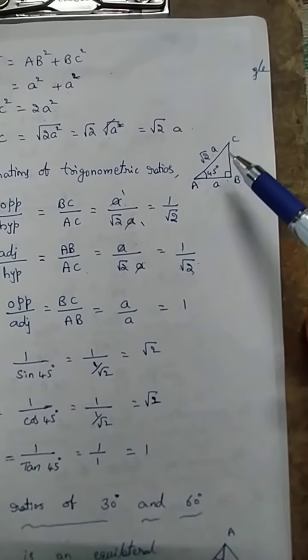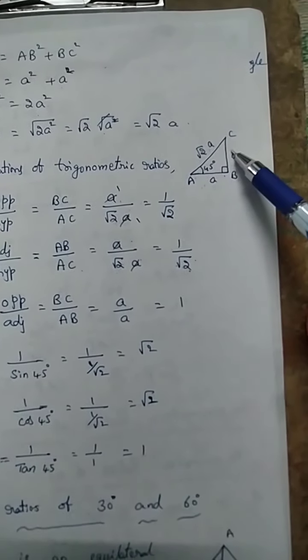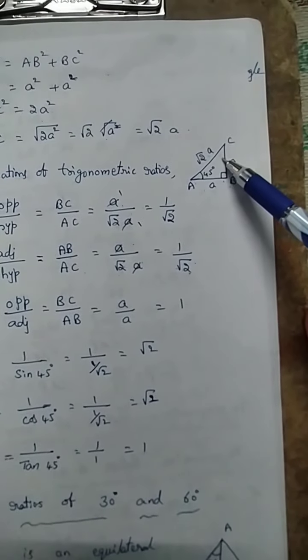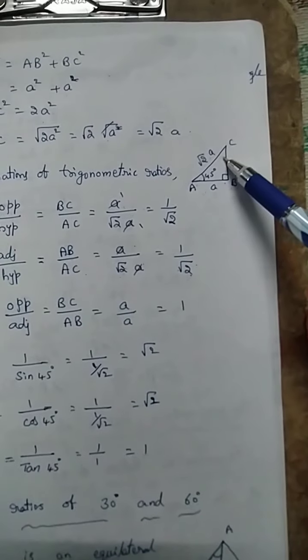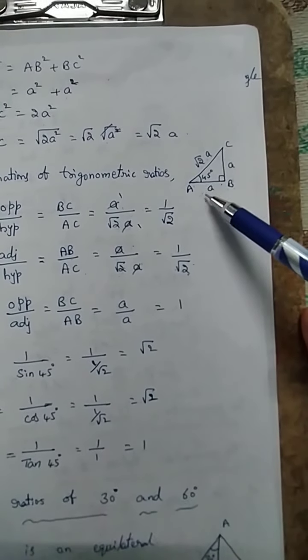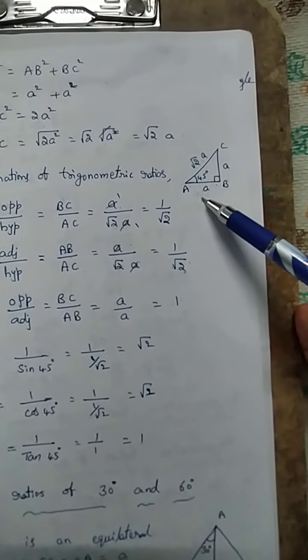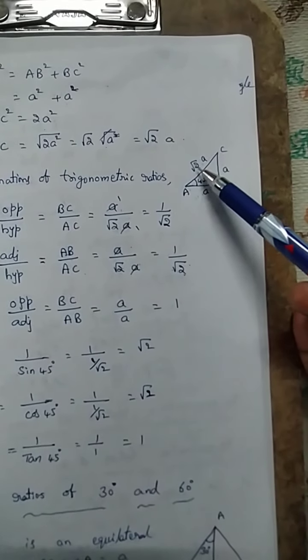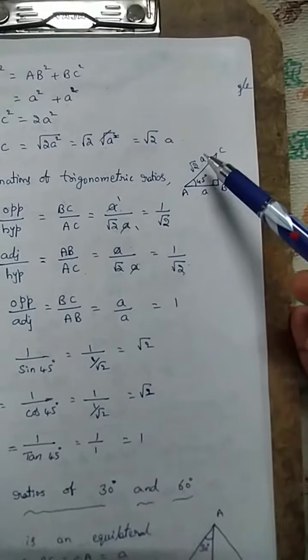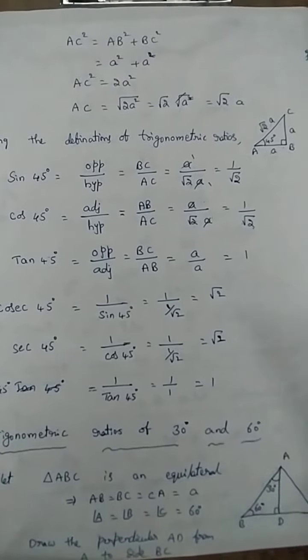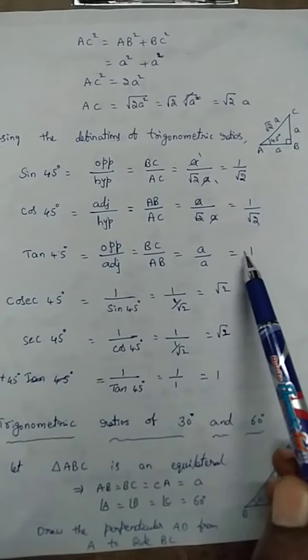If instead we assume that C is 45, then what is the sine 45 value? Sine is opposite side by hypotenuse. What is the opposite side for C? A, and the hypotenuse is root 2A. A by root 2A, the A's cancel, and the result is 1 by root 2 only. Whatever procedure you follow, the result is the same. Tan 45 degrees is 1.